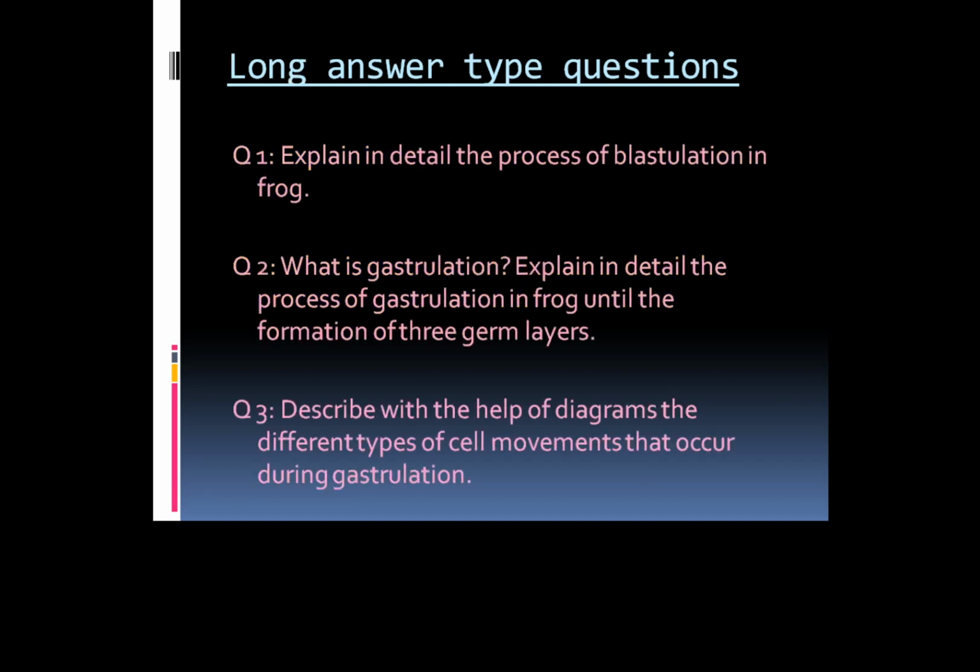The third category of questions is long answer type questions. In this, question 1 is, explain in detail the process of blastulation in frog. Question 2. What is gastrulation? Explain in detail the process of gastrulation in frog until the formation of 3 germ layers. Question 3. Describe with the help of diagrams the different types of cell movements that occur during gastrulation.